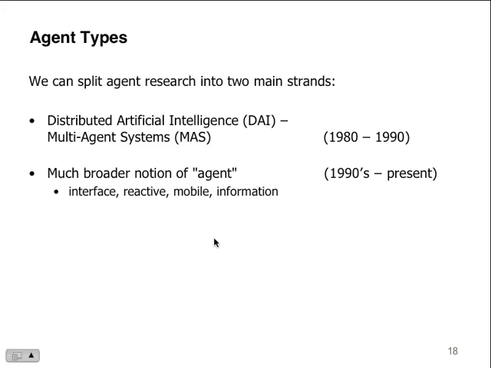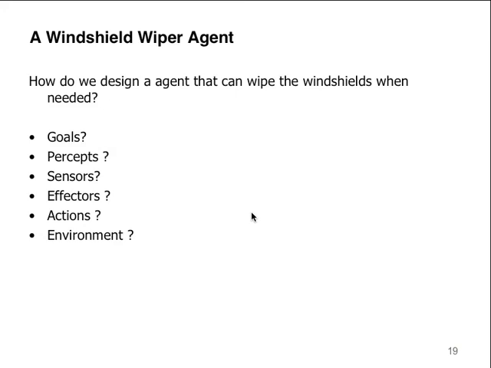Agent types. So we can split agent research into two main strands that have existed. We have distributed artificial intelligence agents, multi-agent systems, from the 1980s to 1990s, and then from the 1990s to the present day, the much broader notion of the agent. We have the interface, the reactive, the mobile, and the information agents that come out. So I've told you one already that you guys have all used. The information retrieval agent, aka the search engine, is a classic example of an intelligent agent because it goes out and tells you what information it can find for all of the things that you have requested.